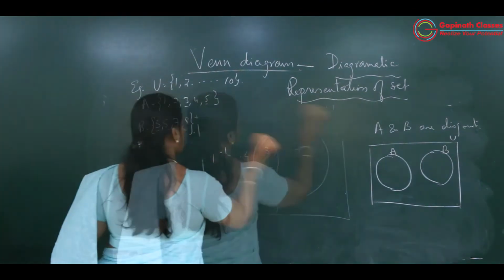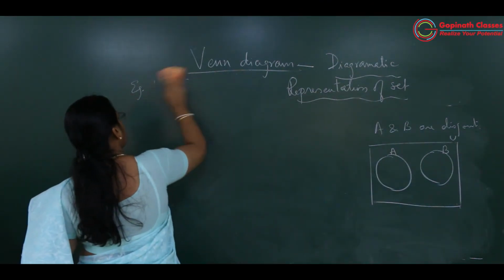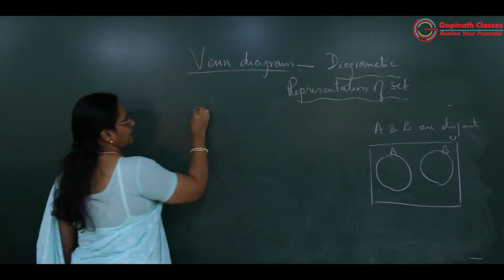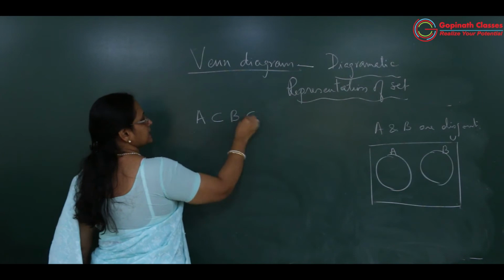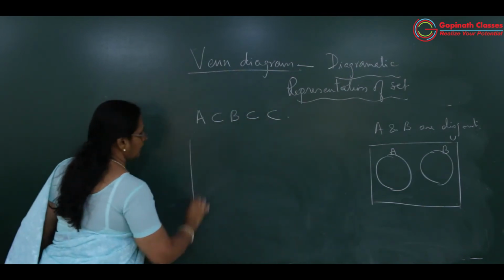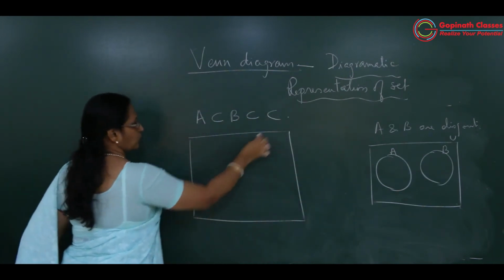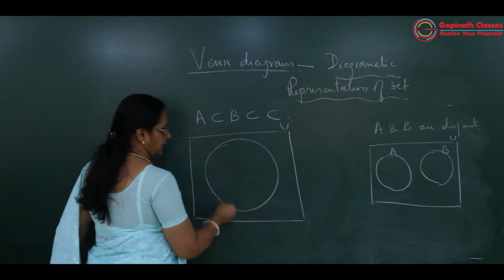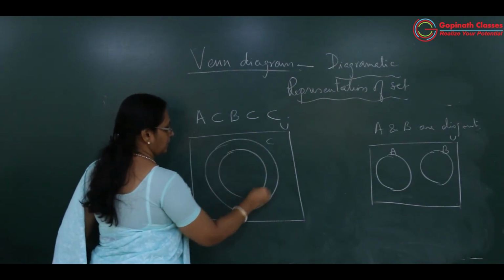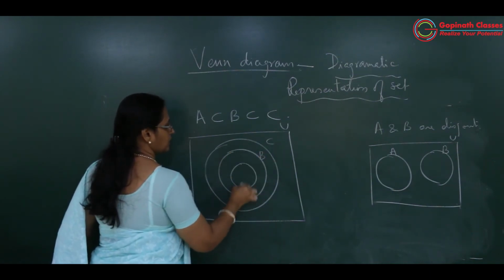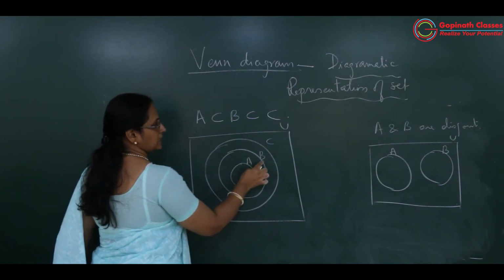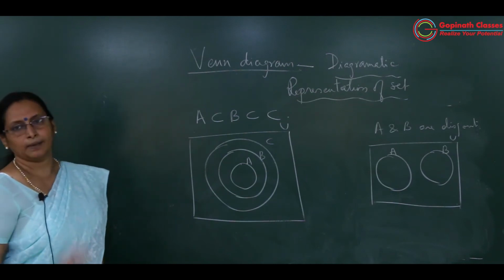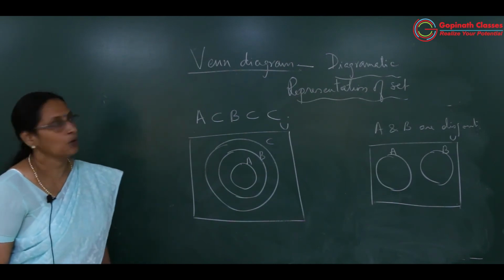Some examples are given in the textbook. Please go through the textbook. You read the textbook, whatever is explained, so it will be more clear. For example, A subset B subset C. How will you represent this? This is U. A is inside B, B is inside C. So the outermost will be C, inside it will be B, and inside that will be A. So look at it. A is a subset of B, B is a subset of C and all three are included in U. So all these things can be picturized using Venn diagram.